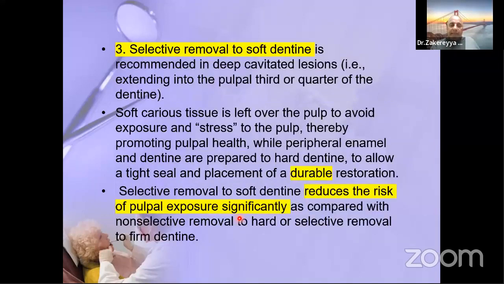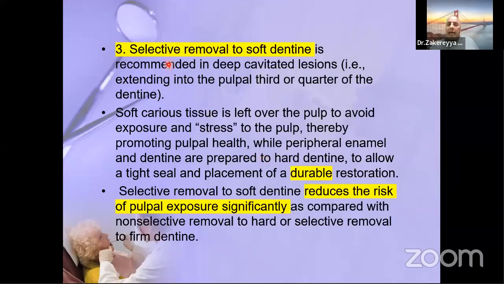Now, what's next? Selective removal to soft dentin. Now, we have a situation in which there is a lot of soft caries, but if we remove this caries, we might endanger the pulp, jeopardize the vitality of the pulp, or make pulp exposure either by insults or by the products of the caries process being pushed into the pulp.